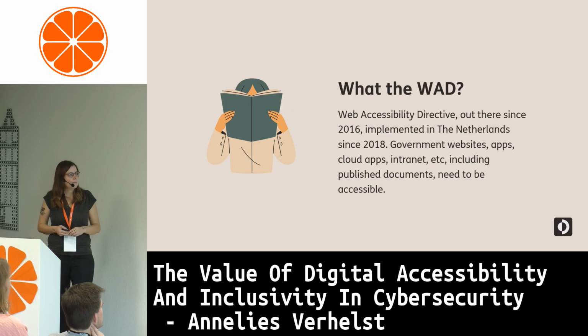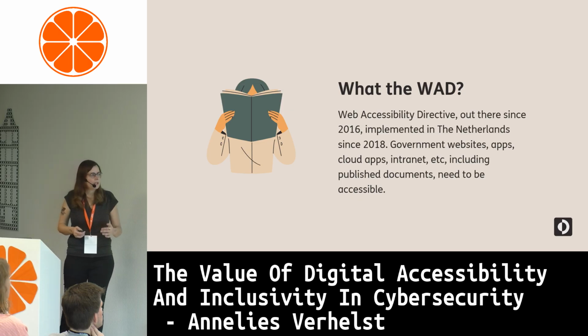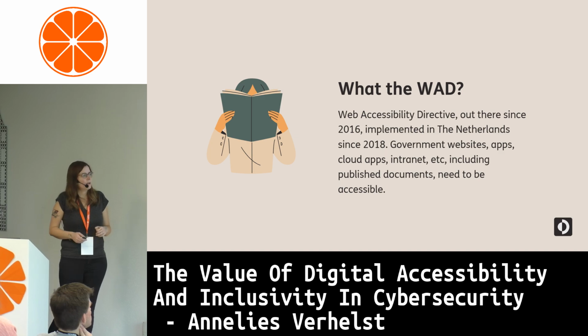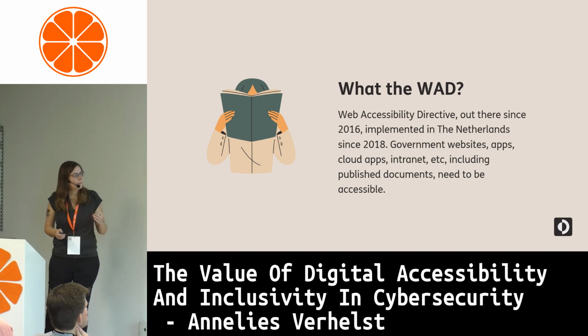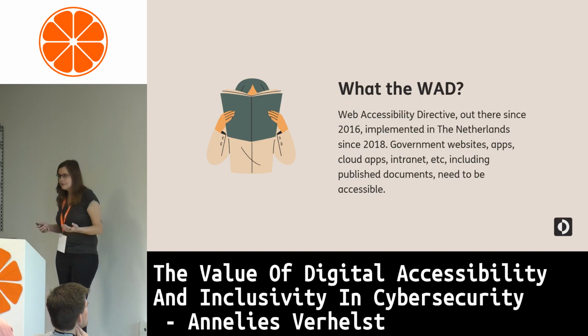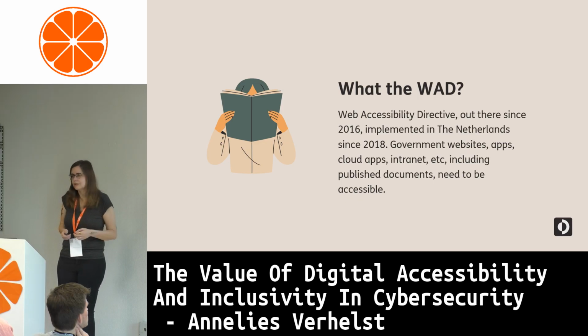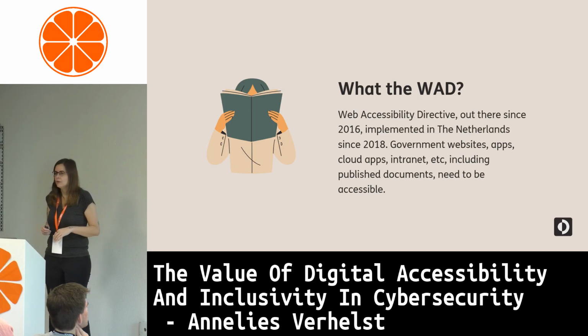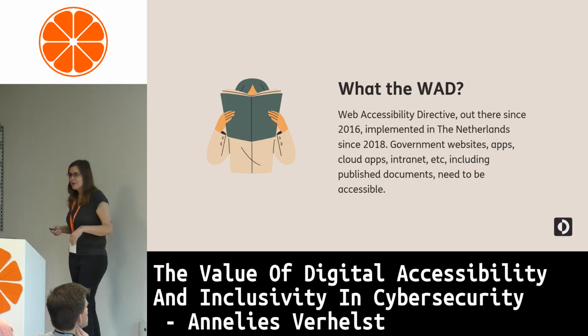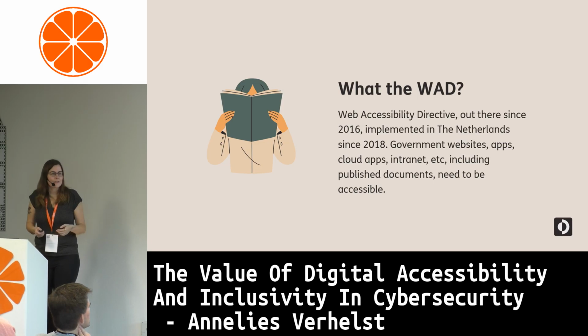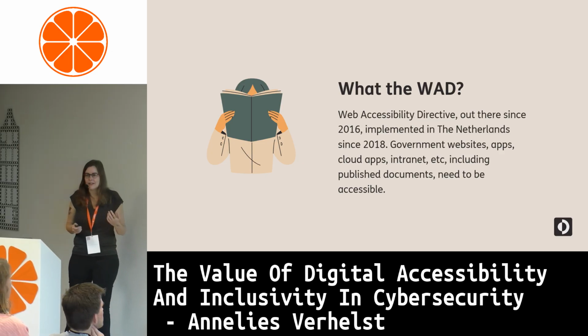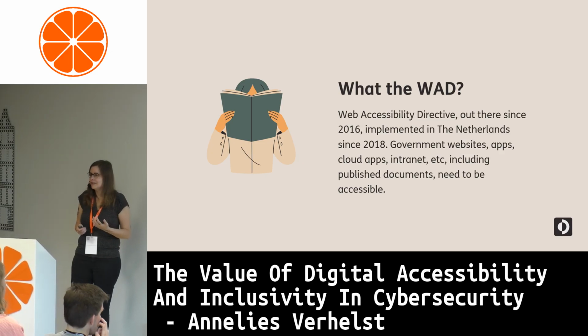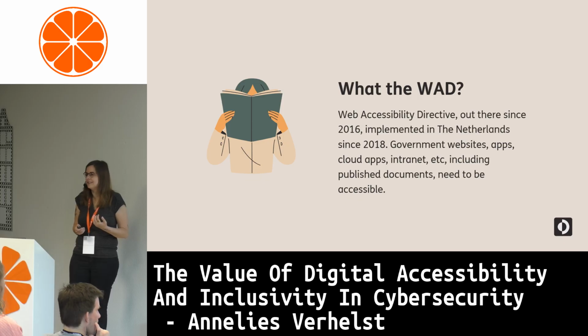And it means that government websites, apps, cloud apps, intranet, so basically everything that the government touches, also semi-government, needs to be accessible, including published documents. I don't know if any of y'all have tried reading a PDF with a screen reader. It's usually no-go. But it needs to be accessible, and that's a hell of a job because, well, an average municipality has 1,000 PDF documents on their website published, and that's ridiculous.